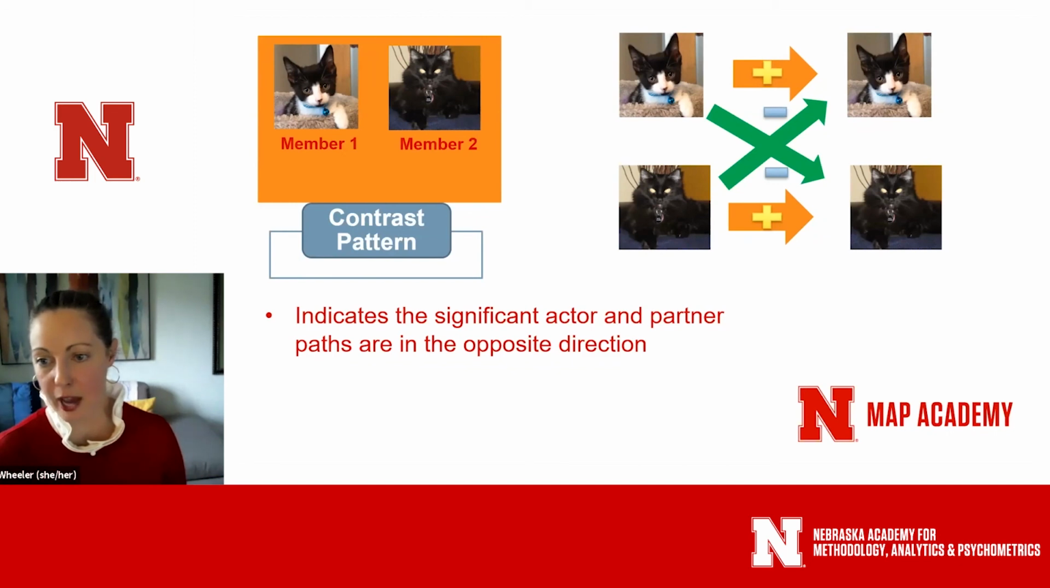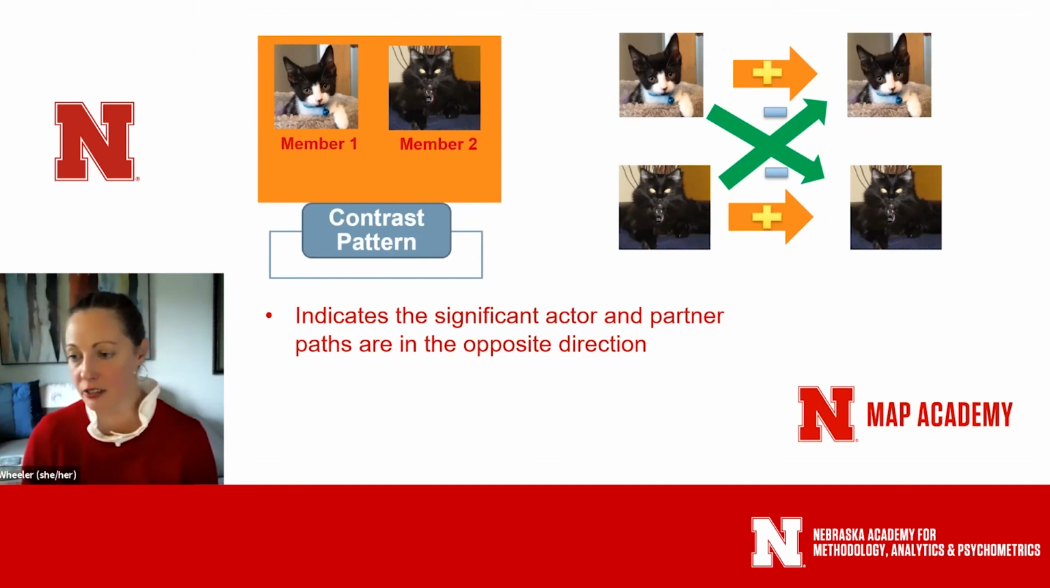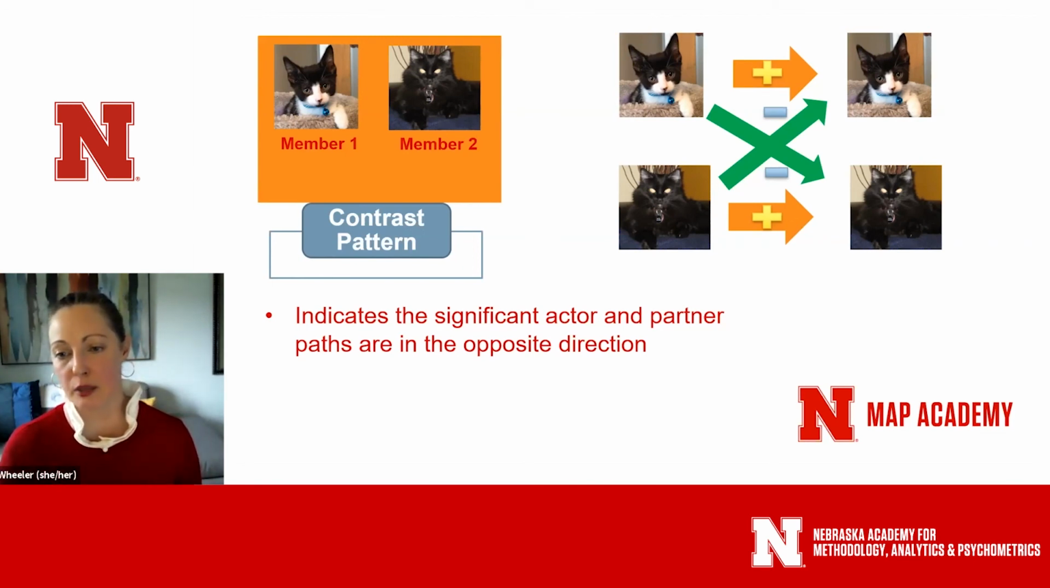Lastly, the contrast pattern occurs when the actor and partner effects are significant, but in the opposite sign. So this pattern is suggesting that the process works differently whether you are examining the actor effects or the partner effects.